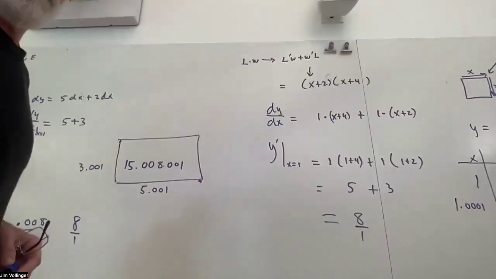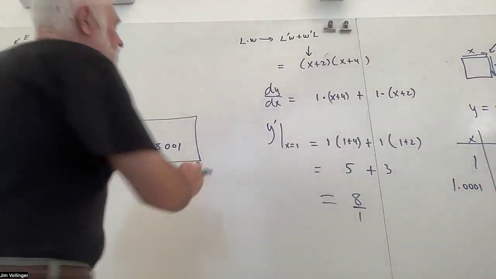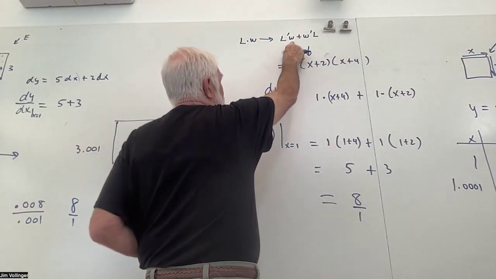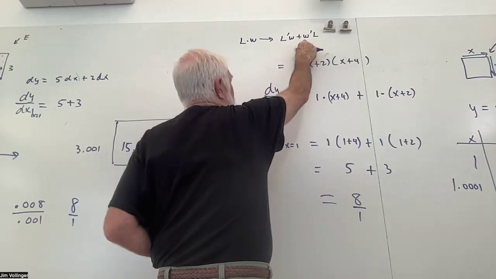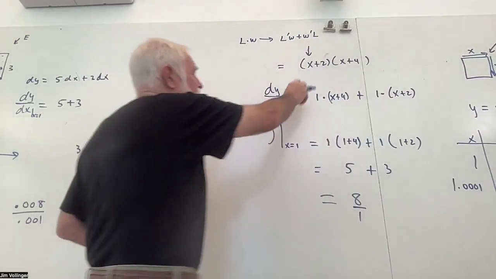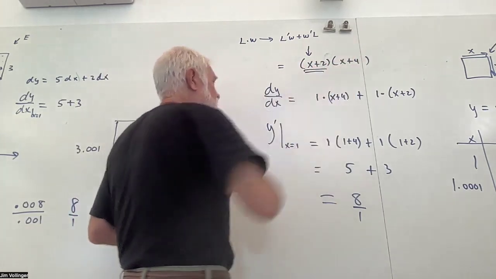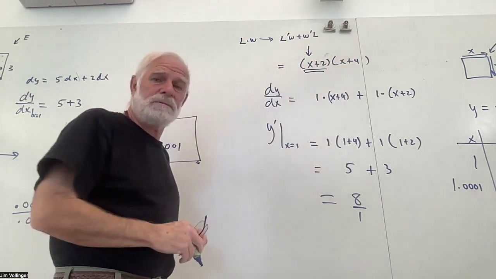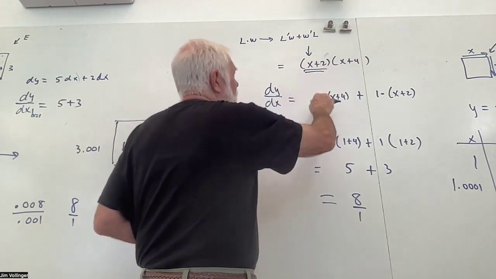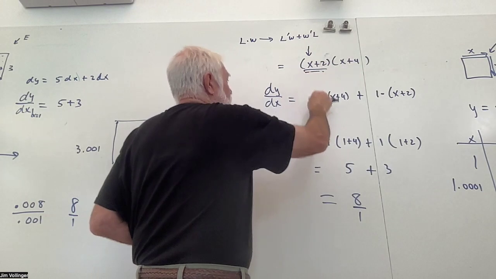And let's see. So the product rule is: take the derivative of the first function, multiply it times the second, plus the derivative of the second, multiply it times the first. So what's the derivative of x plus 2? What's the easiest situation I can think of? It's 1-to-1. All right, and so at 1 plus 2, the derivative of this is 1.